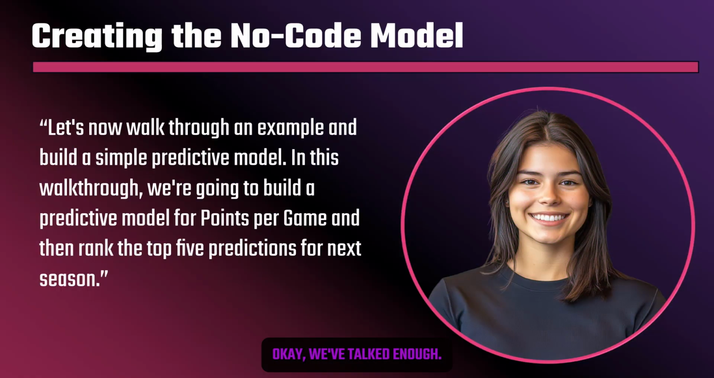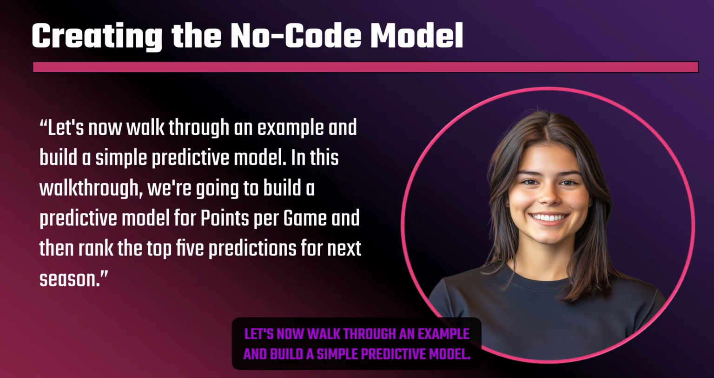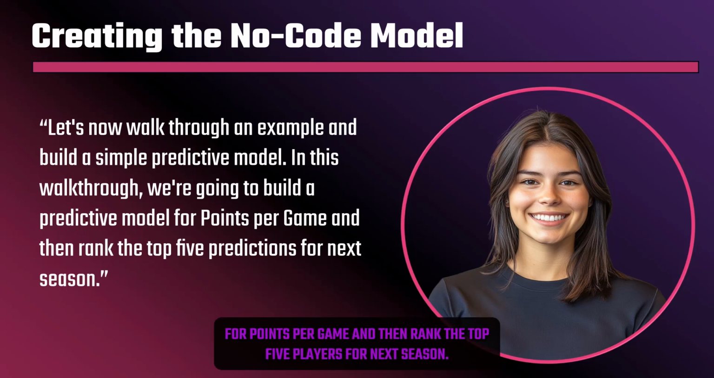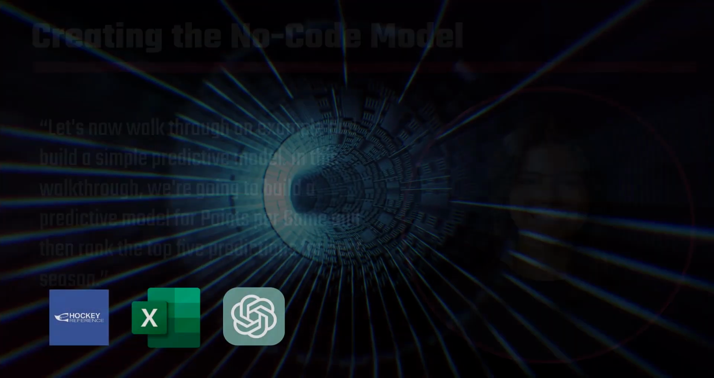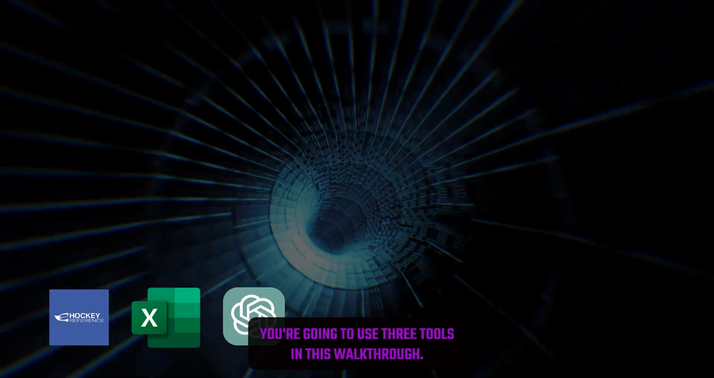Okay, we've talked enough. Let's now walk through an example and build a simple predictive model. In this walkthrough, we're going to build a predictive model for points per game and then rank the top 5 players for next season. You're going to use 3 tools in this walkthrough.